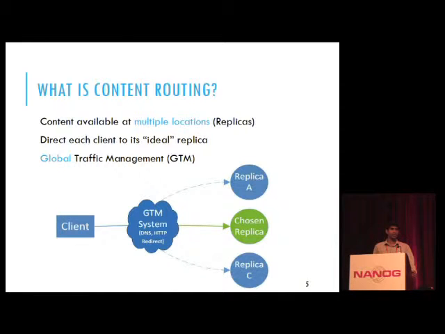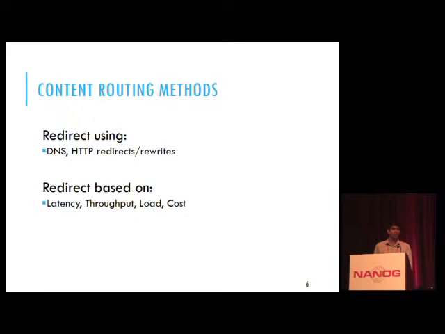As the diagram shows, you have a client request coming in, and you have a GTM system that could be implemented through various methods, probably something like DNS or HTTP redirects. And this system somehow decides which replica is ideal for this client and redirects that request to the said replica. So how is this done? Typical redirect methods are using DNS to redirect a client request to something that's geographically closer to it, and HTTP redirects for more high-level applications. And the factors that you redirect based on are stuff like latency and throughput, or how much load your servers are facing, or how much cost it takes to actually handle a request at a particular server.